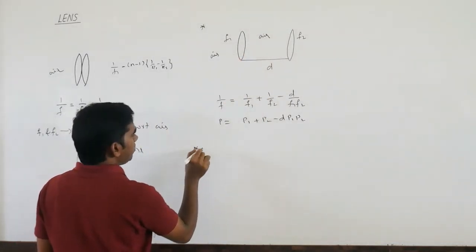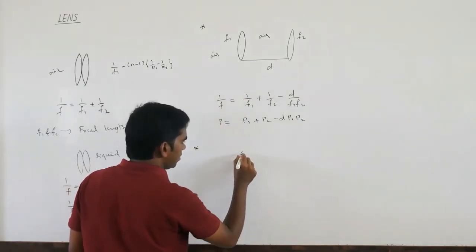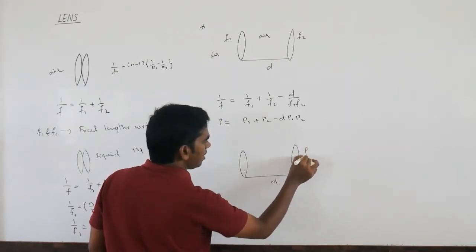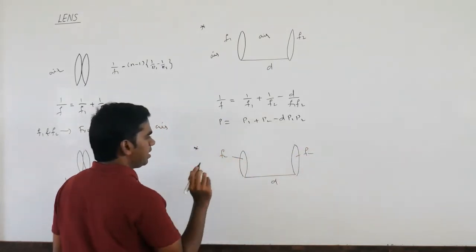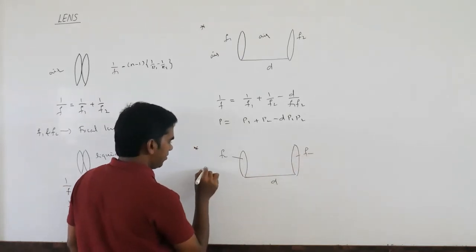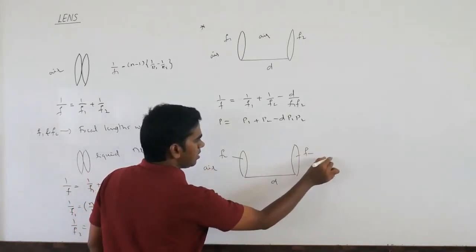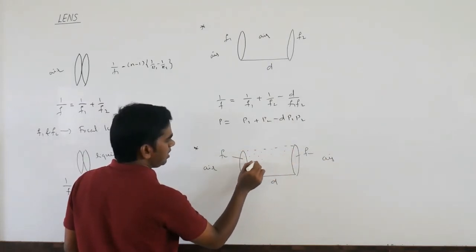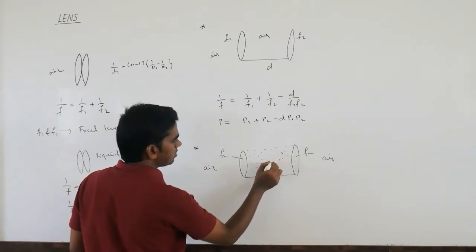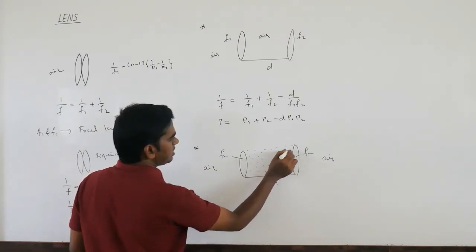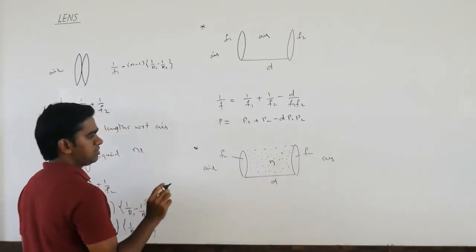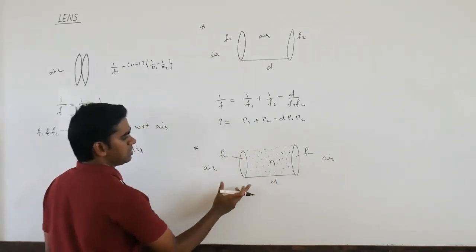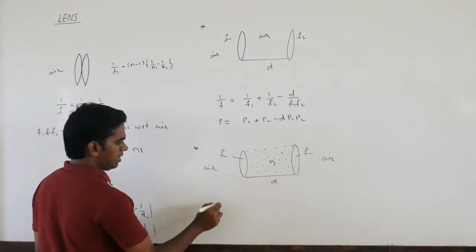Now suppose the same combination, this is one convex lens, and at some distance d there is one more convex lens, again with focal lengths f1 and f2. But here the outside is air, here it is air and here also it is air, but inside it is filled with some medium, say with refractive index n. If this is the case, you cannot say that in between it is a concave lens also, because the distance is more.